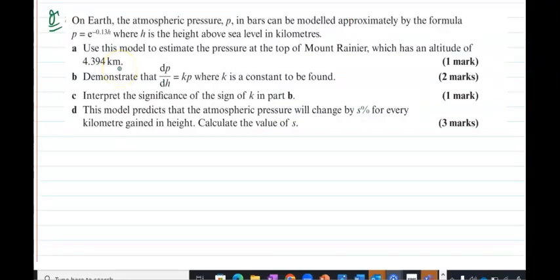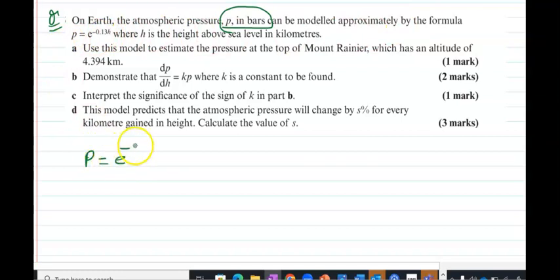On Earth, the atmospheric pressure P in bars. So remember, P is calculated in bars. Okay, bars is the unit of pressure. It can be modeled approximately by the formula P equal to e to the power minus 0.13h, where h is the height above the sea level and it is in kilometers. Now use this model to estimate the pressure at the top of Mount Rainier, which has an altitude of 4.394 kilometers.